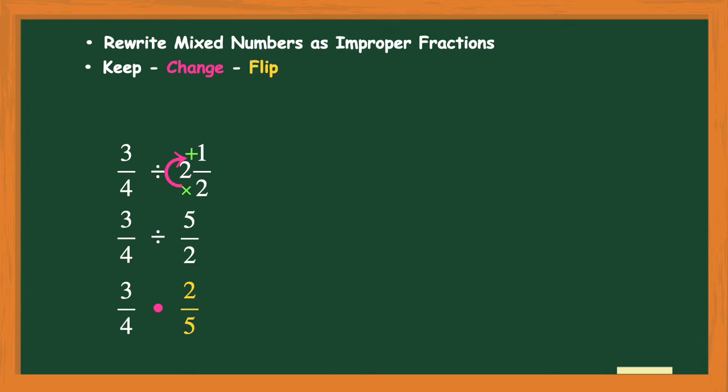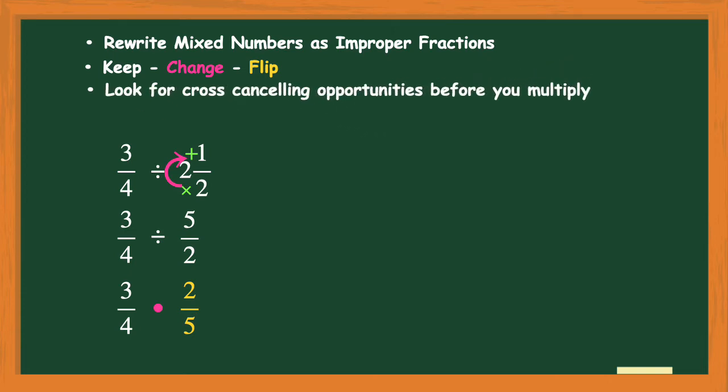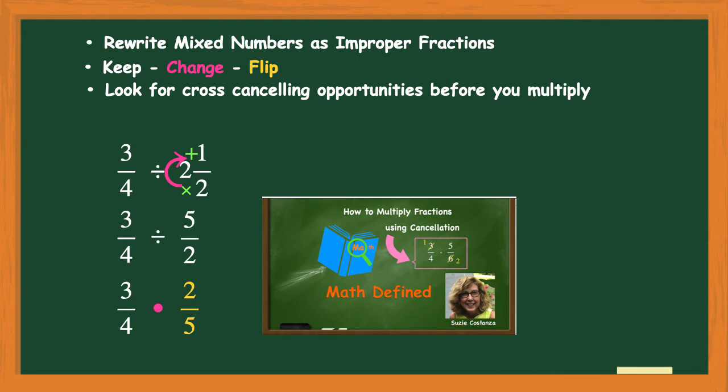So now we have this multiplication. Before I start multiplying the numerators and the denominators, what I want to do first is look for some cross-canceling opportunities before I multiply. Cross-canceling allows me to simplify my fractions before I multiply, and oftentimes this will make your numbers easier and smaller to work with. And if you need a refresher on how to use that cross-cancellation, go ahead and check out another one of my previous videos about how to multiply fractions using cancellation, and I go into a lot of explanation and give you some examples about that in that video.